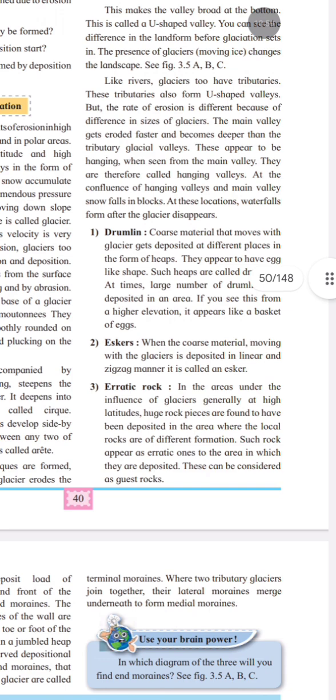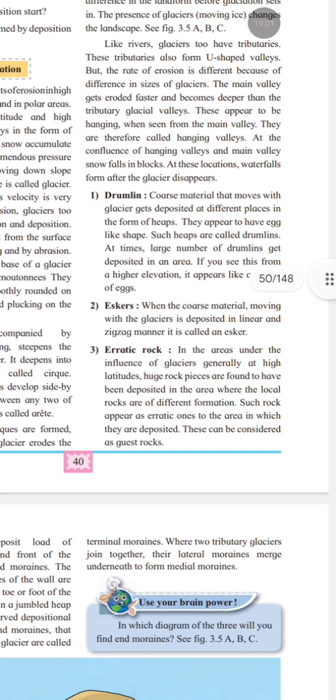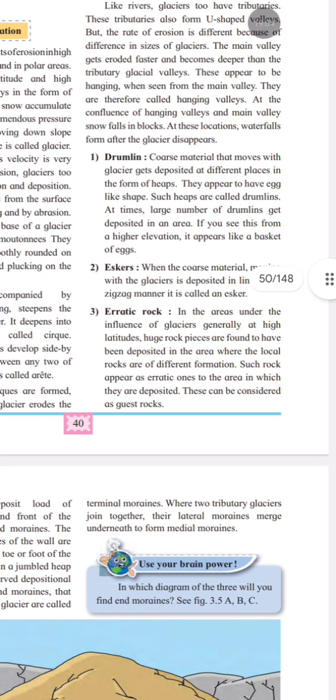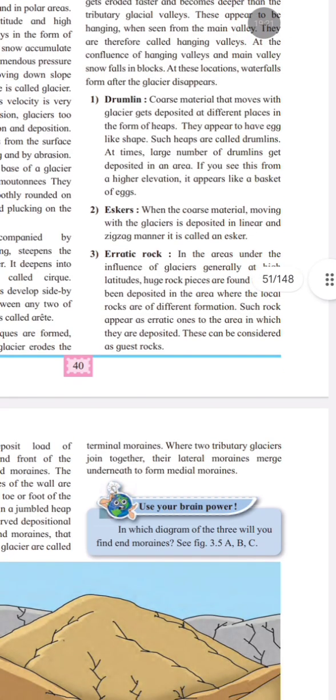Now, depositional landforms of glacier. First is drumlin. Coarse material carried by glaciers gets deposited as heaps. These heaps have an egg-like shape and are called drumlins. When many drumlins occur together, they look like a basket full of eggs when viewed from above. Next is esker. When coarse material is deposited in a long, linear and zigzag pattern, it forms an esker.